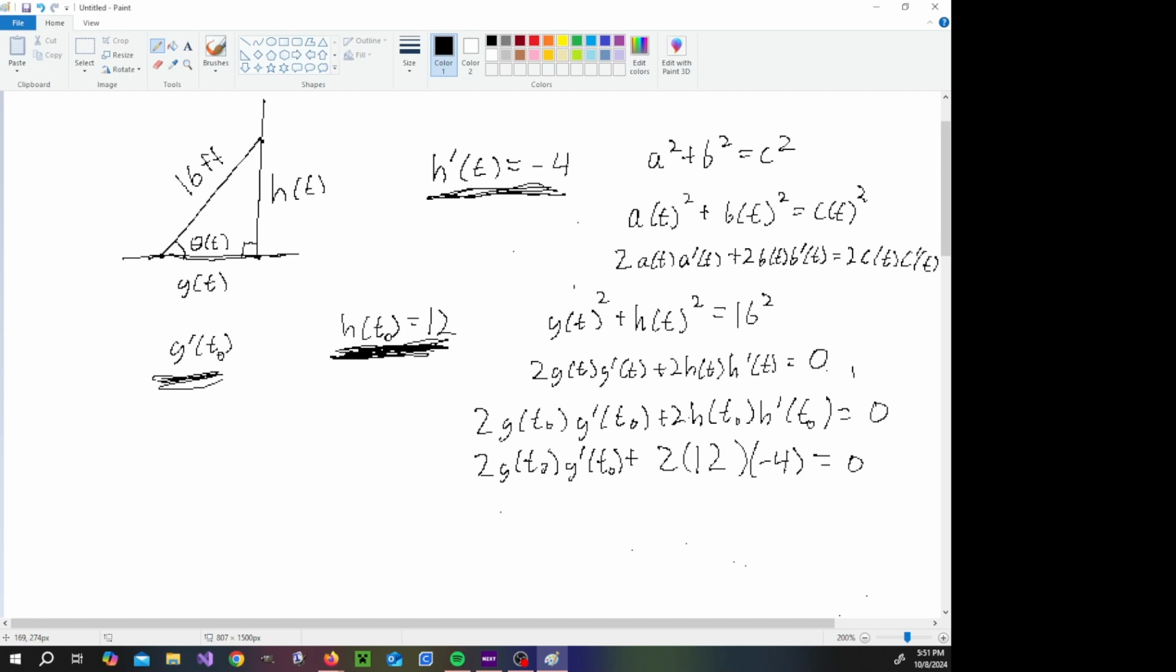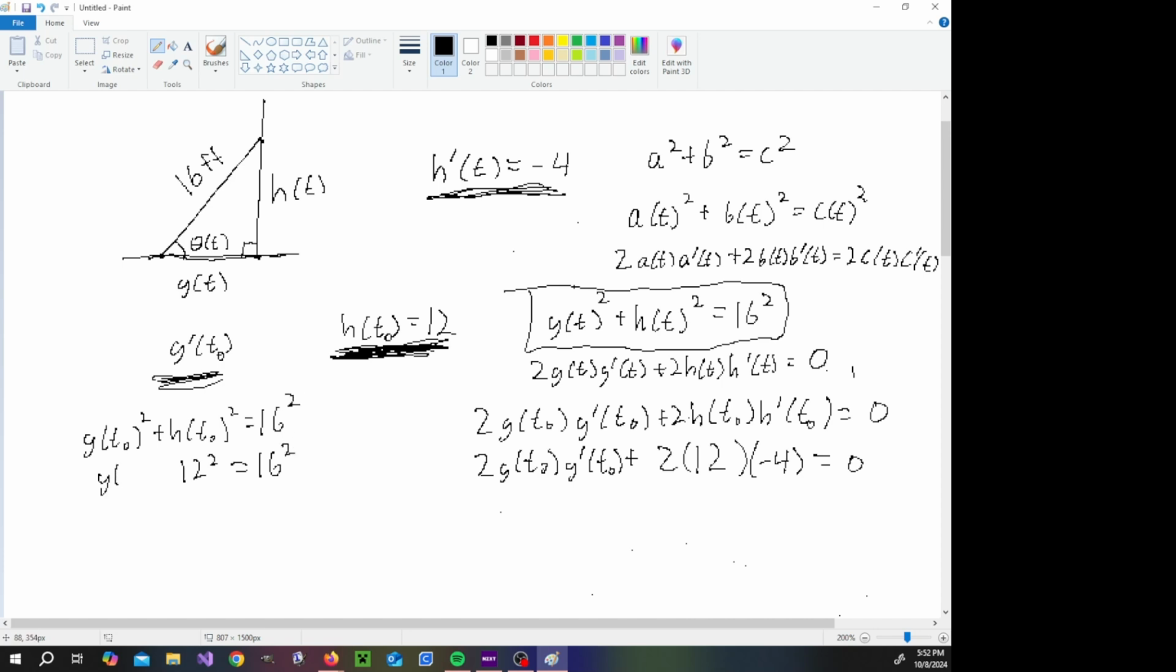So I said we don't have g of t naught, but it turns out, because of our Pythagorean theorem, that we can find it. So g of t naught squared plus h of t naught squared has to be equal to 16 squared, but h of t naught is 12. So we really have g of t naught squared plus 12 squared equals 16 squared. So I can just solve for g of t naught, right?